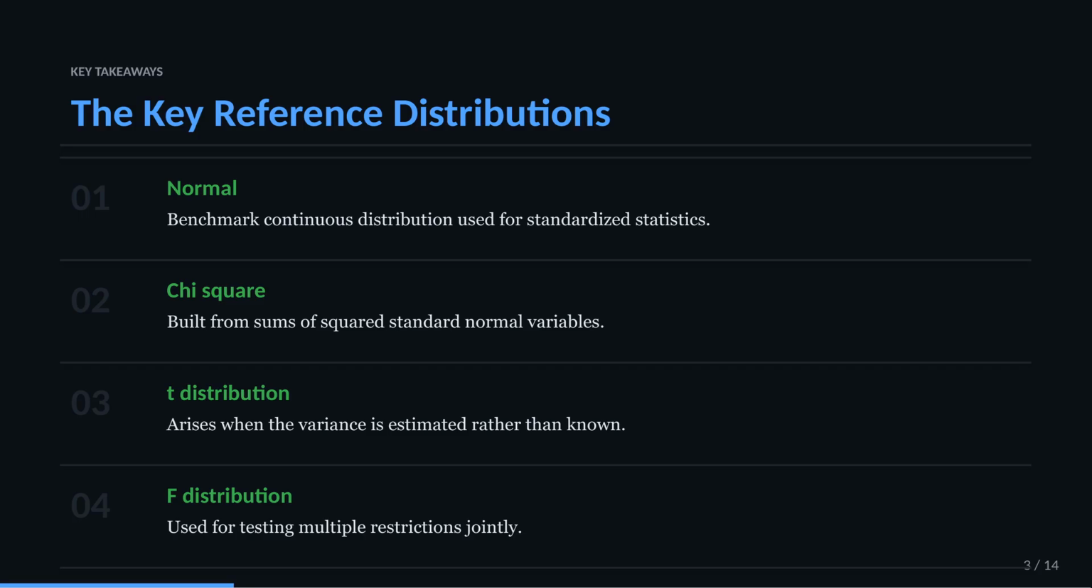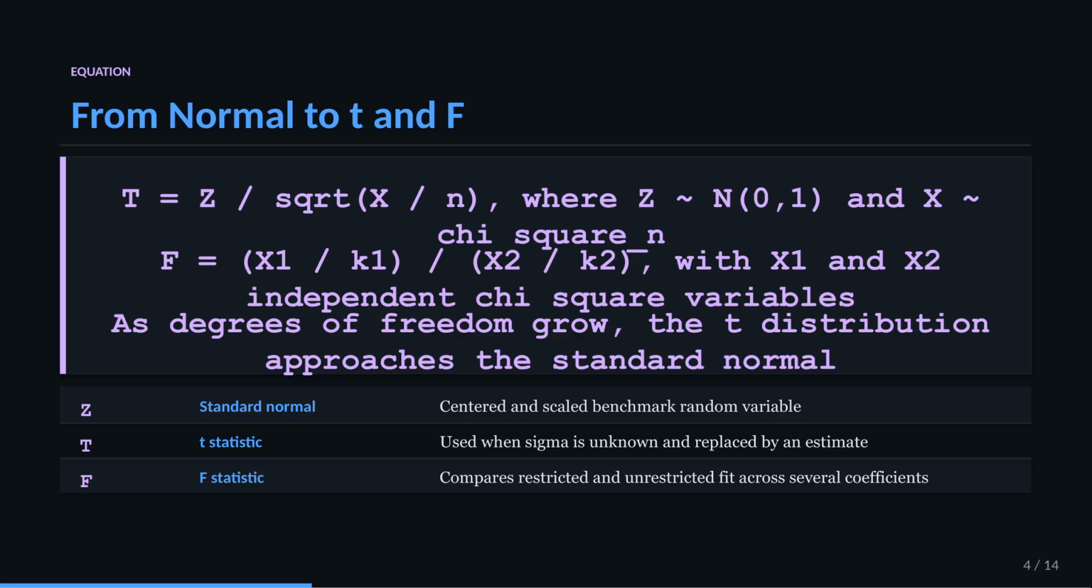The t-distribution matters because in practice we do not know the true error variance. If a statistic were standardized using the true sigma, we would often get a normal distribution. But once sigma is replaced by sigma hat, the standardization itself becomes random. That is exactly what produces the t-statistic. Likewise, when we compare scaled chi-square variables, we get an F-distribution. One helpful fact is that as the degrees of freedom become large, the t-distribution gets closer and closer to the standard normal. So small samples and large samples behave differently, and inference has to reflect that.